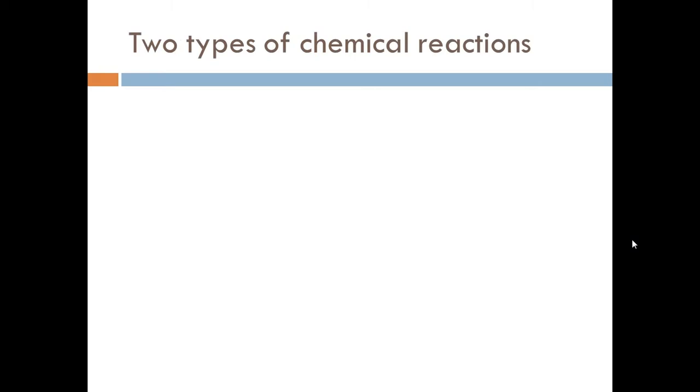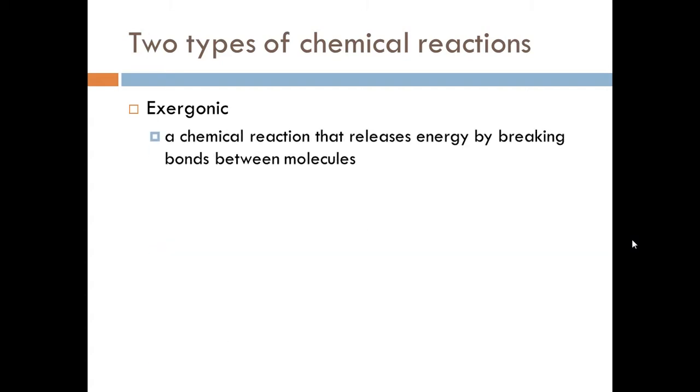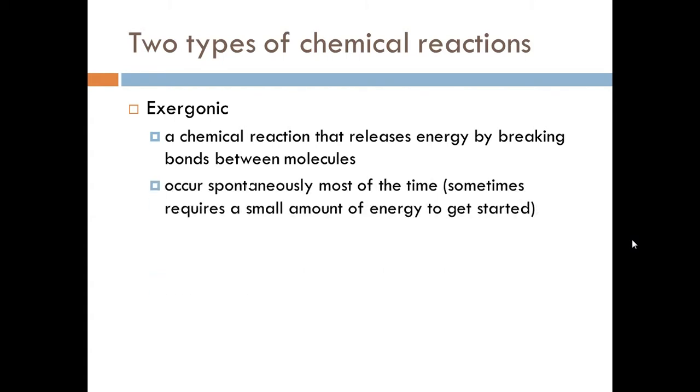There are two types of chemical reactions that one would find in a living organism or anywhere else. The first is exergonic. This is a chemical reaction that releases energy because the bonds between molecules are broken. Remember, we talked about macromolecules like carbohydrates, lipids, proteins, and nucleic acids. Everything is made of molecules. If you break the atoms of the molecules apart, it releases energy.